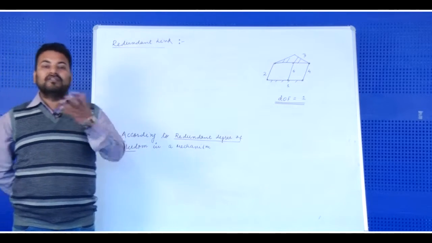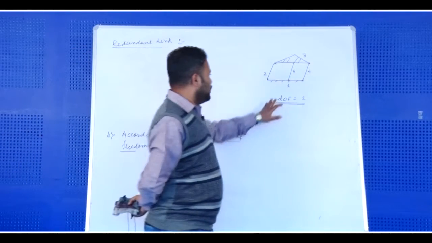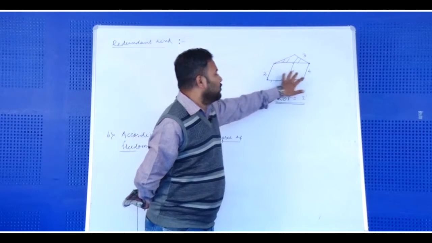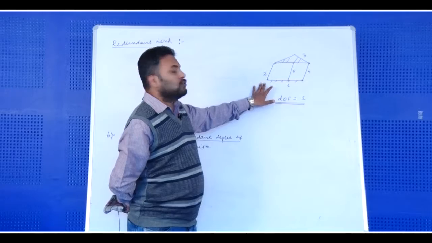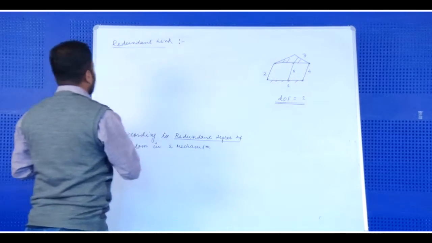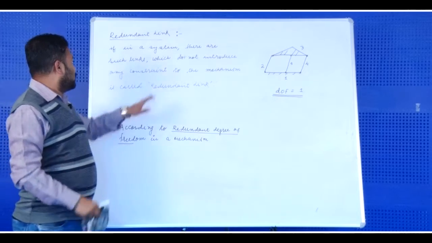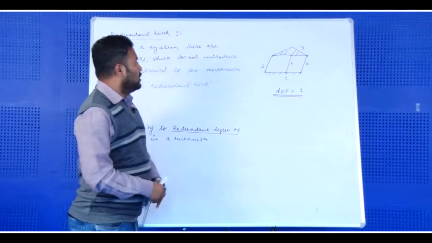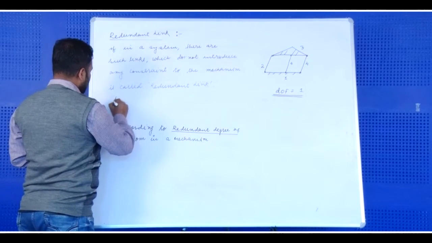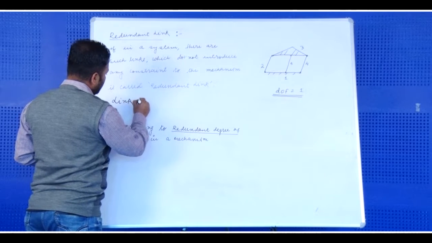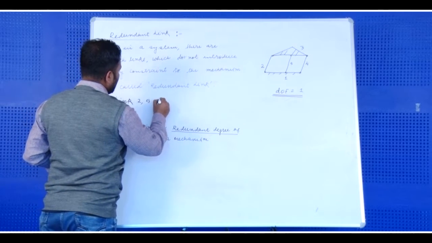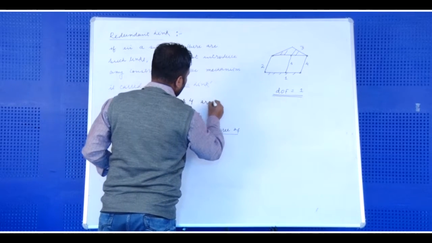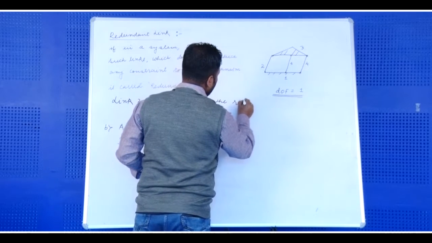It does not produce any effect on the mechanism, as I can see in this example of a double parallelogram mechanism. If I remove link 2, 5 or 4, it will cause no effect to the mechanism. So, let us write here what a redundant link is. If in a system there are links which do not introduce any constraint to the mechanism, they are called redundant links. Here in this figure, link 2, 5 or link 4 are the redundant links.